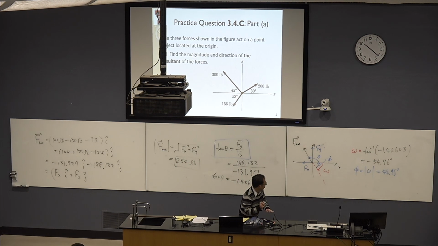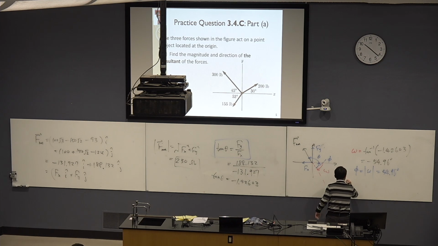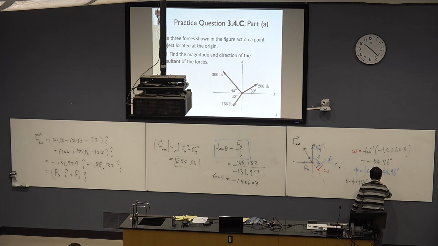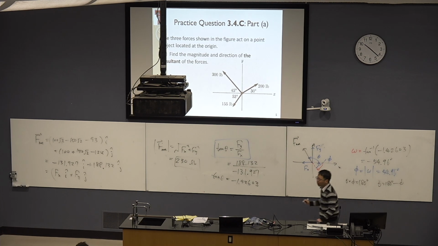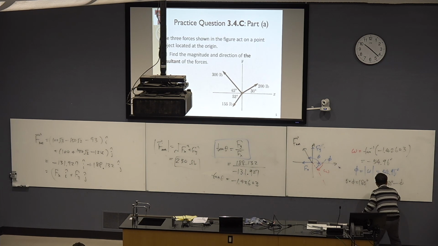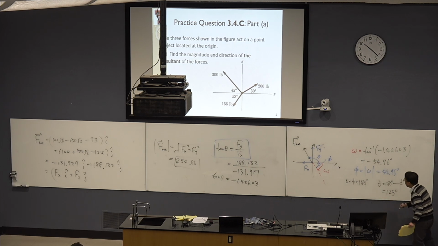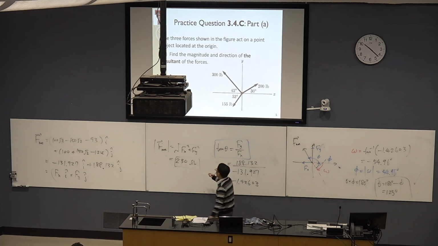Right. So they add up to 180. So you have theta plus phi equals 180 degrees. Therefore, theta will be equal to 180 degrees minus phi. Right. So 180 minus phi is about 125 degrees. In the end, we only keep 3 significant figures here. So now our answer would be: that direction is 125 degrees, and the magnitude is 230 pounds.